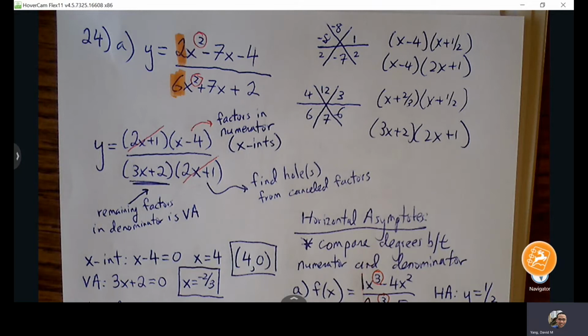Again, when you're dealing with a hole, after you find your hole, in this case the hint is that there's going to be more than one hole. Once you find your hole, plug that x value back into the reduced expression. So remove all the holes, you'll get a simplified expression, and then just insert that x value into that simplified expression, and that will give you the y value where the hole lives. Right, but first things first, start by factoring. You have to get your factors showing so that you can see the individual pieces.